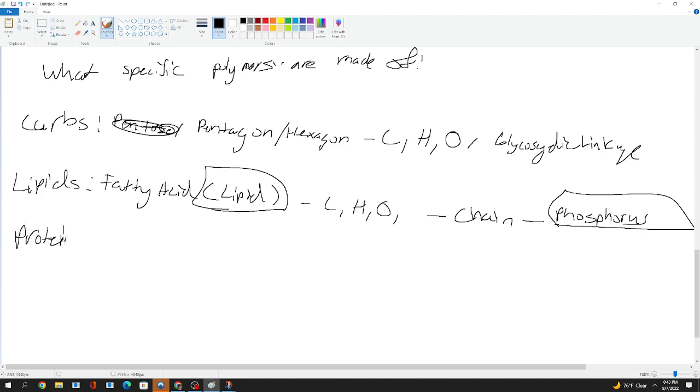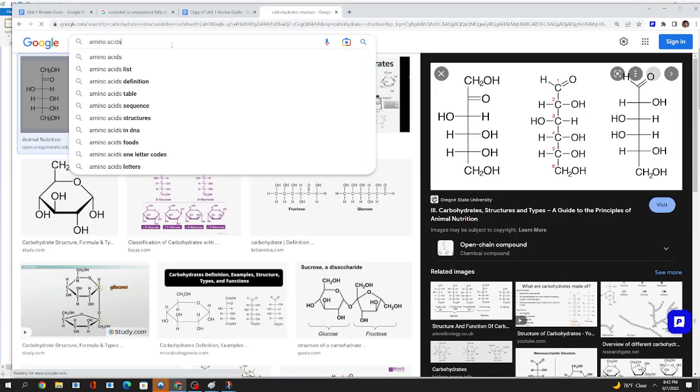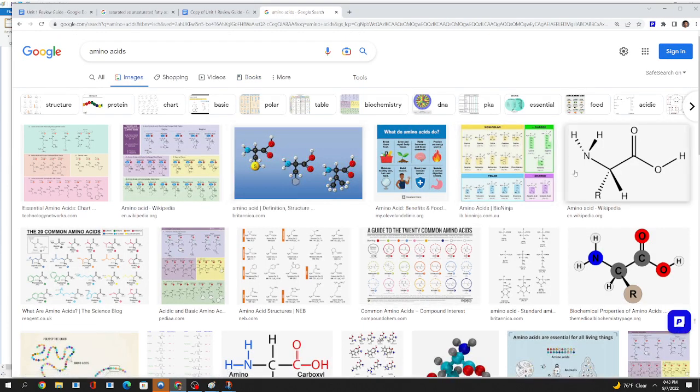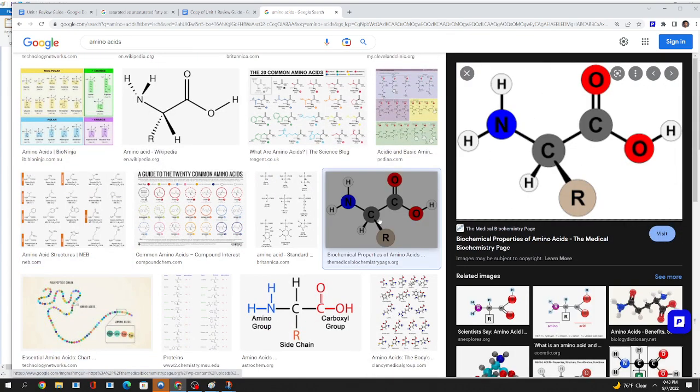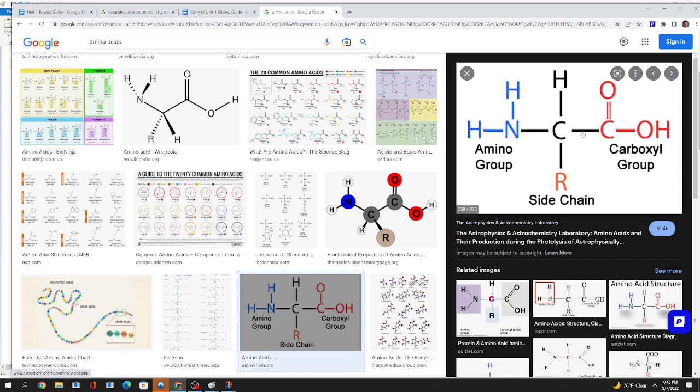Proteins, if we go back and look at them right now, are made of amino acids. Okay, so if I were to look at amino acids, I want a really good photo. You have this carbon right here. All right, this is perfect. This is a perfect diagram for an amino acid.